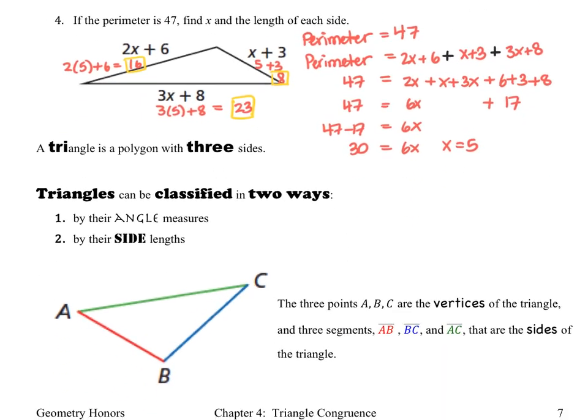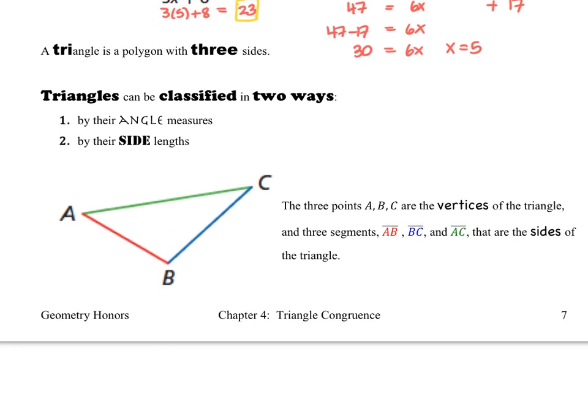Okay. So a triangle is a polygon with 3 sides, and we can classify triangles in 2 different ways, either by their angle measures or by their side lengths. And we can see triangle ABC in the diagram. The points A, B, and C that make the triangle are called the vertices of the triangle, and remember, our notation for points is always capital or uppercase letters.